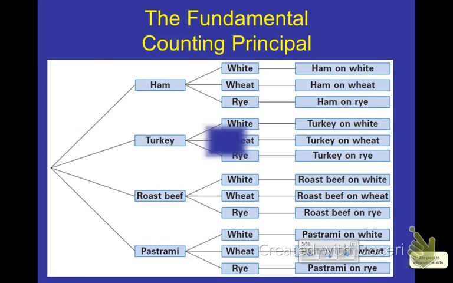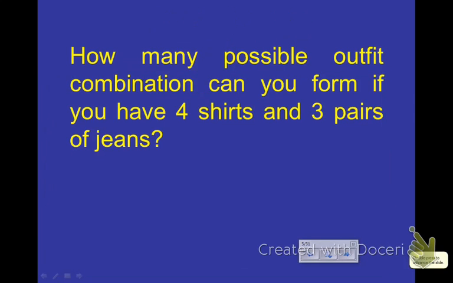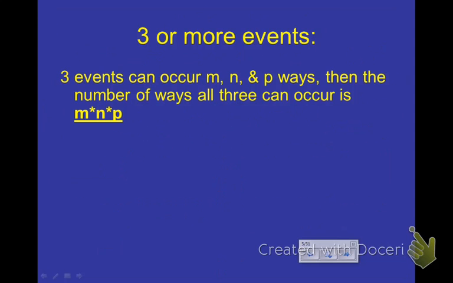Moving on here. Looking at another one. How many possible outfit combinations can you form if you have 4 shirts and 3 pairs of jeans? Well, again, same type of problem. 4 shirts, that'd be my event 1. 3 pairs of jeans, that'd be my event 2. How many different ones can I put together? I just multiply 4 times 3 and get 12 as my answer. Not too bad so far.